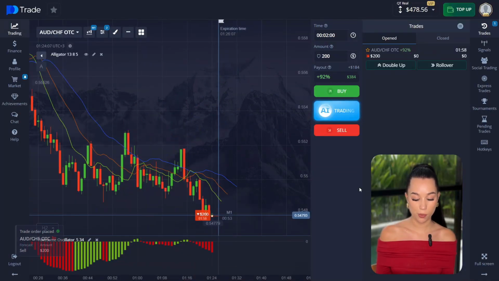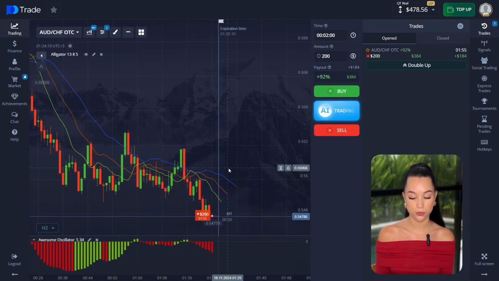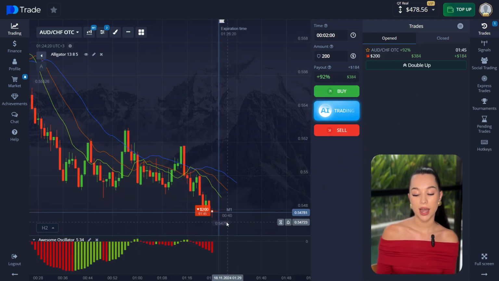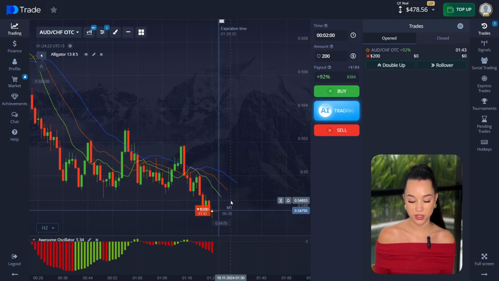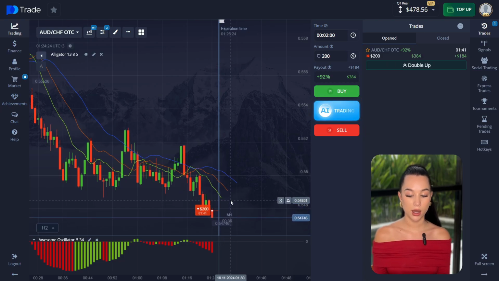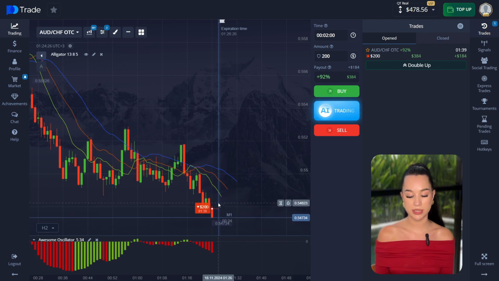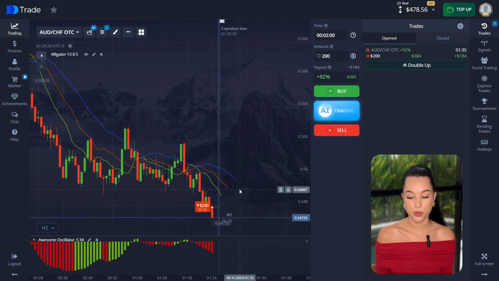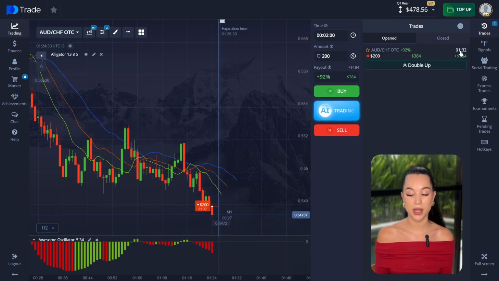So here, guys, we open a trade for $200 down for 2 minutes. I think I already showed you that chart. Here we can see some volatility. Also, with this strategy, it's really good to work with double up and rollover as well. I explained this in the previous video. We can open the rollover when we see that we don't have enough time for our trade to close in profit. That's why we extend the time of our trade.